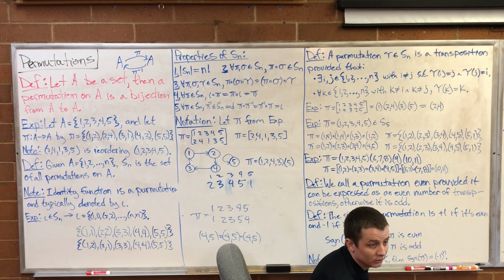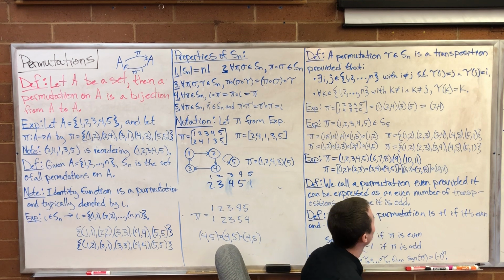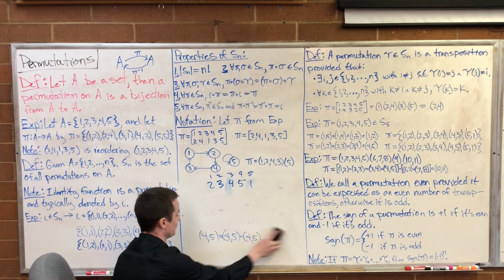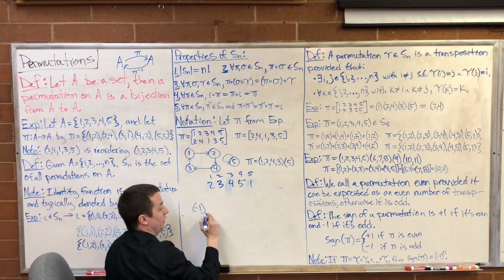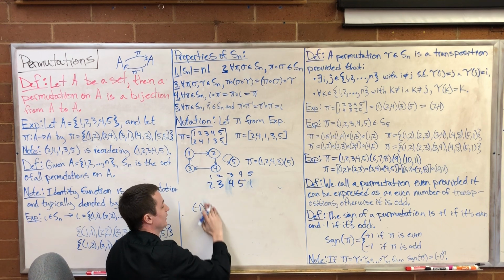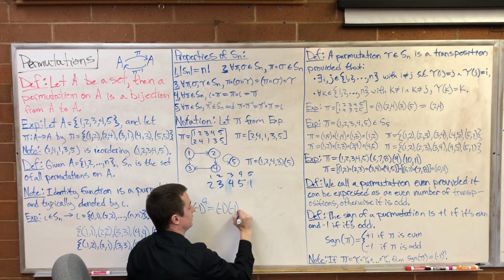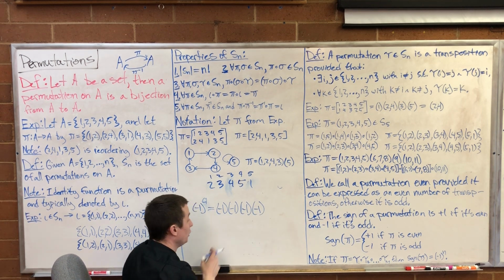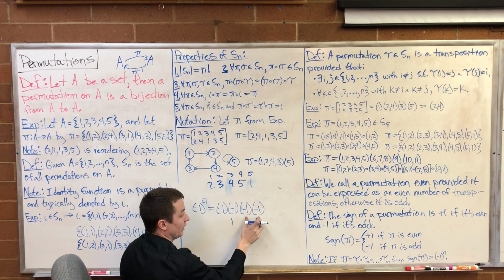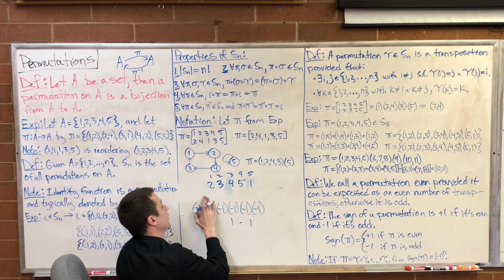What's -1 squared? 1. What's -1 to the 4? -1 to the 4 is equal to -1 times -1 times -1 times -1, right? But what's -1 times -1? 1. What's -1 times -1? 1. So it's 1. Okay, so now what's -1 to the 50?